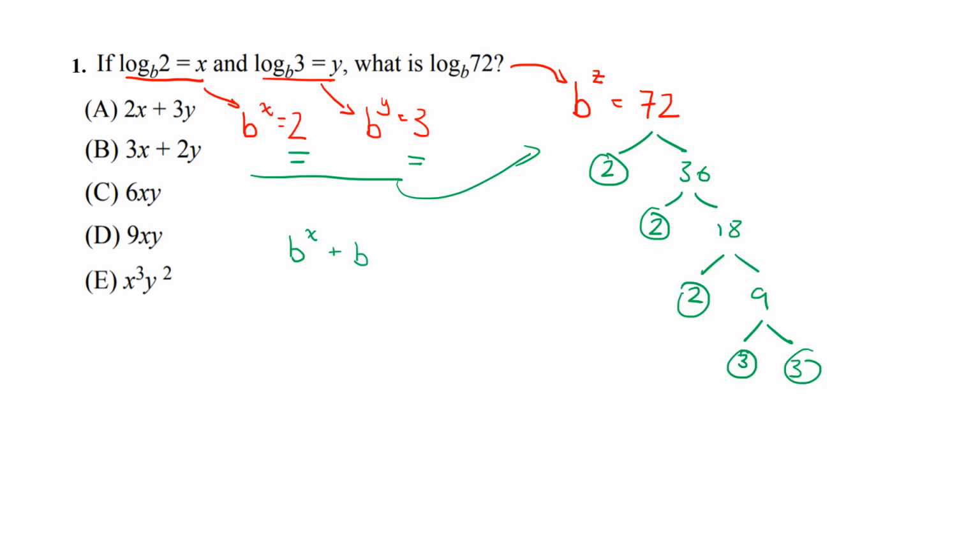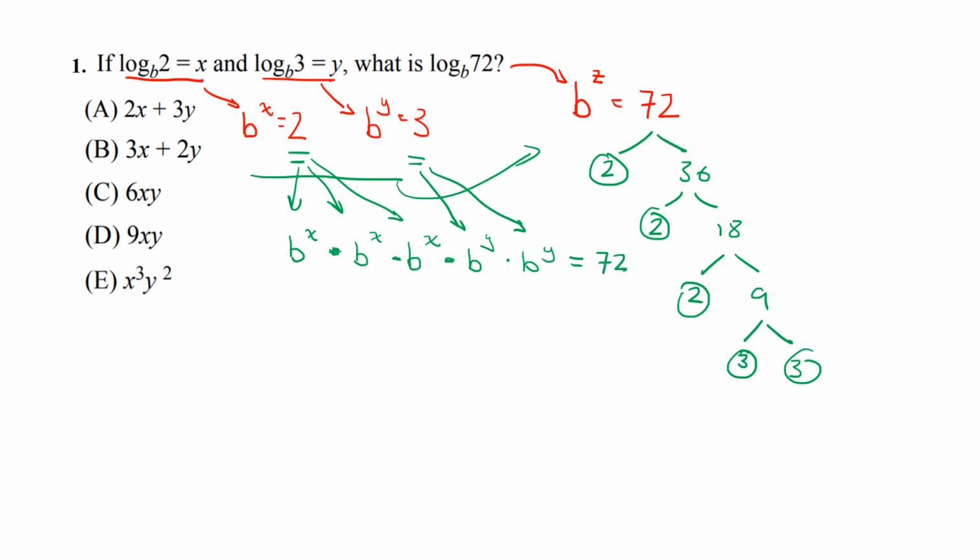times b to the x, sorry, times b to the x, right? Because this is equivalent to 2 times 2 times 2. And we can multiply that by b to the y times b to the y, because that's our 3, b to the y and b to the y. And we know that equals 72.